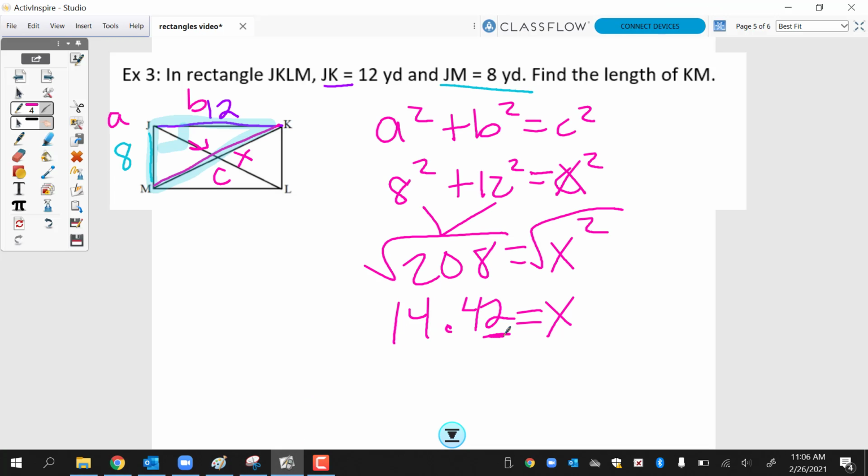Okay, so rounding to the nearest tenth, the 2 in the hundredths place: does that make the 4 bigger or keep it the same? It's going to keep it the same. So the final answer is 14.4.